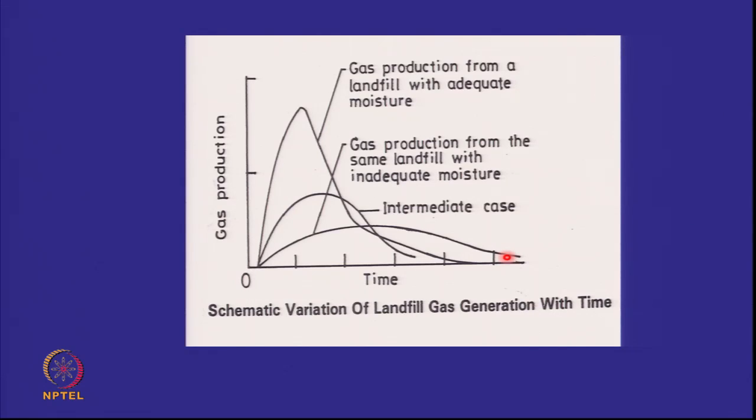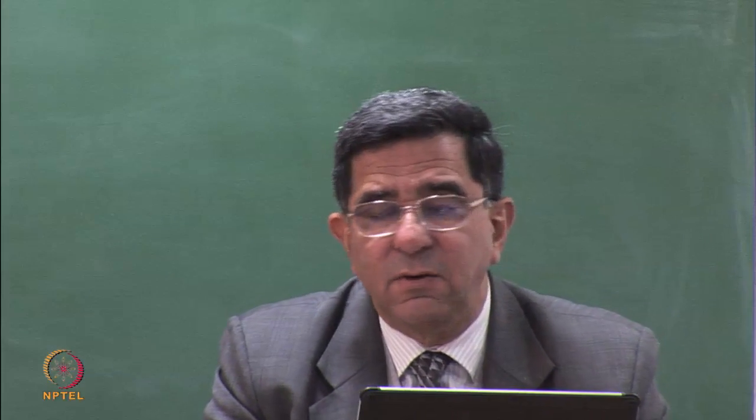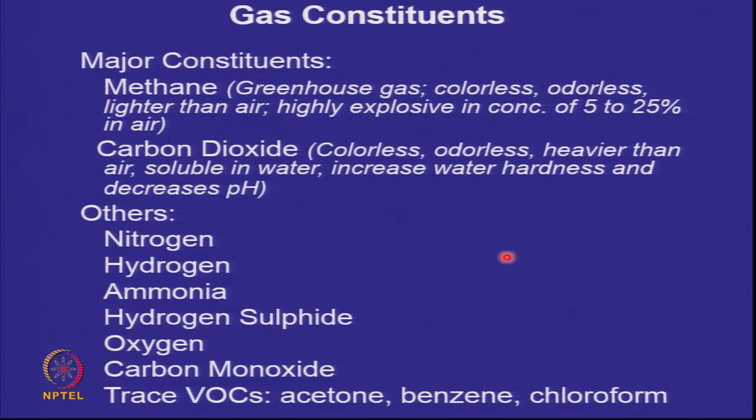But remember that gas peaks and then slows down. If you look at the major constituents, as I said, methane and carbon dioxide are your major landfill gas constituents. So if you have a municipal solid waste landfill, you have to have a very robust gas extraction system. The other gases which you will get in a municipal solid waste landfill are nitrogen, hydrogen, ammonia, hydrogen sulfide, oxygen, carbon monoxide, and, as I said, some trace volatile organic compounds.